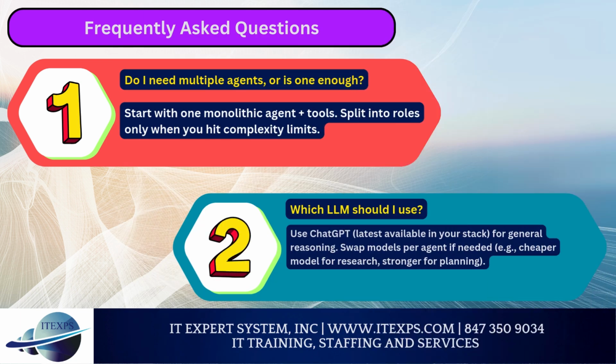Frequently asked questions. Do I need multiple agents, or is one enough? Start simple with one agent plus tools. Add roles only when needed. Which LLM should I use? ChatGPT is a solid default. You can mix cheaper models for research and stronger ones for planning.